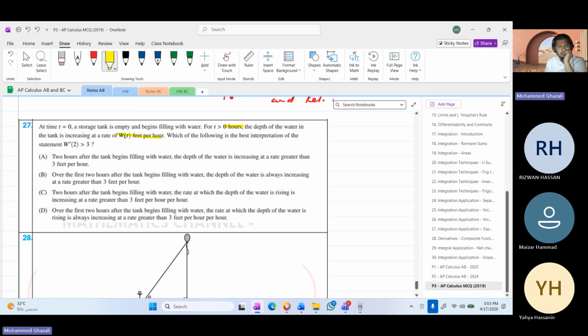So what is W(t)? Feet per hour. So it's a rising rate, isn't it? Because you're filling water into the tank, there's no water flowing out. So your W(t) is this function, the rising rate, which is basically the height of the water in the tank. Which of the following is the best interpretation for the statement W prime of 2 is greater than 3?